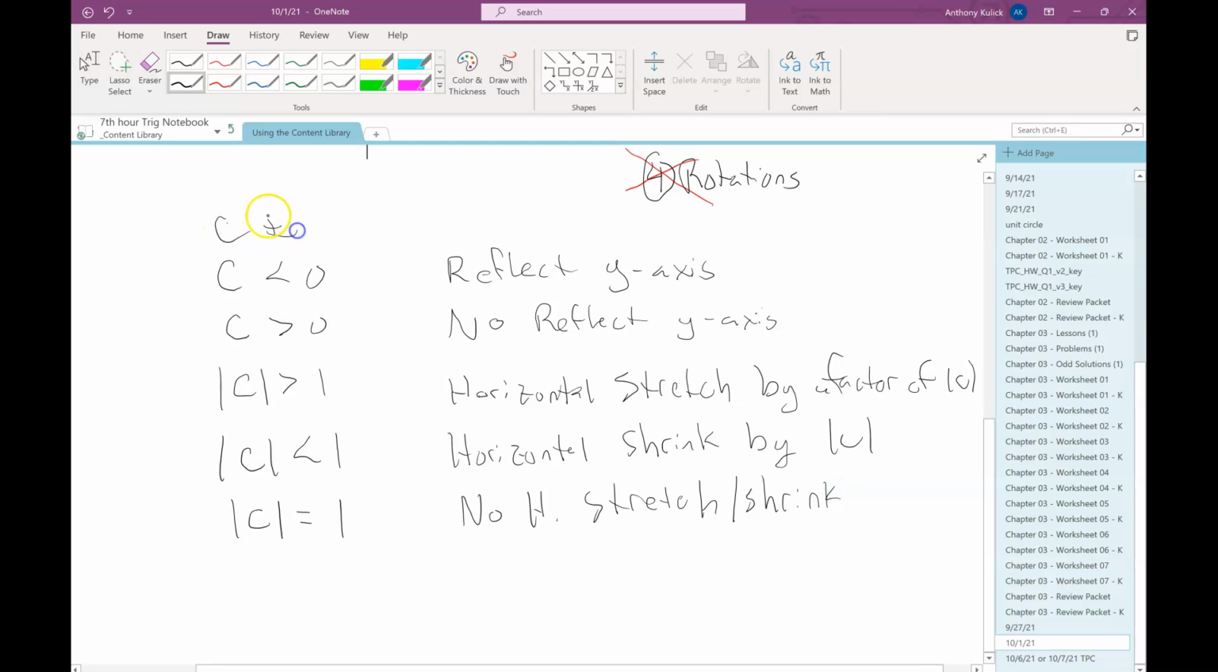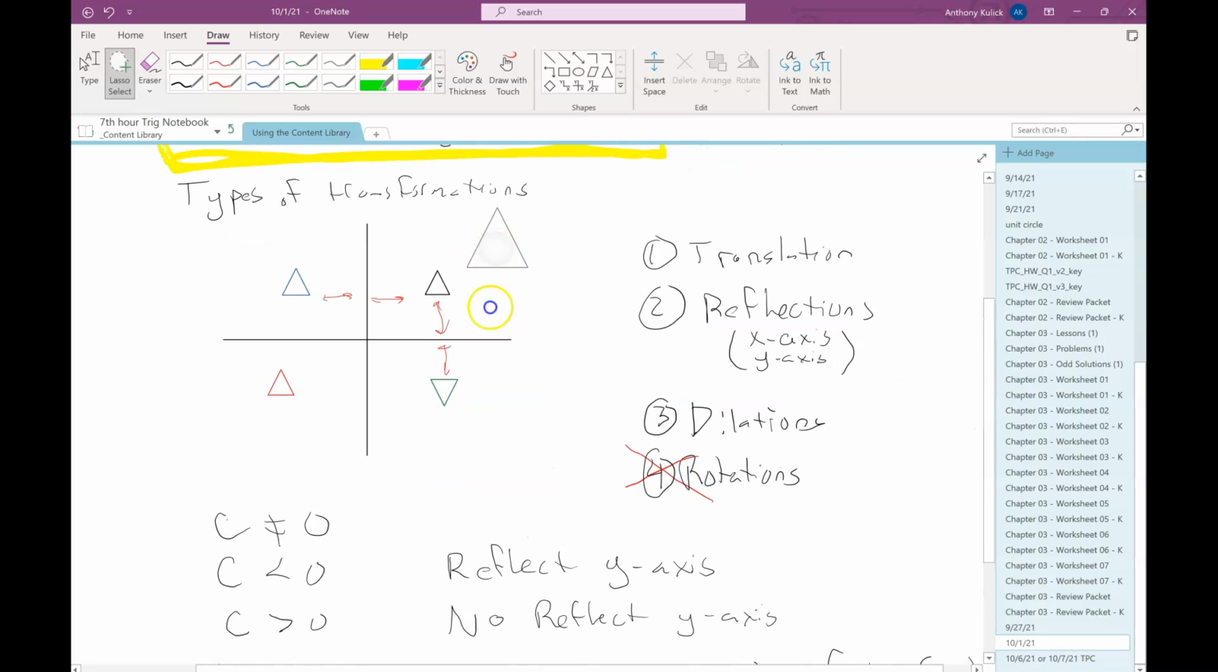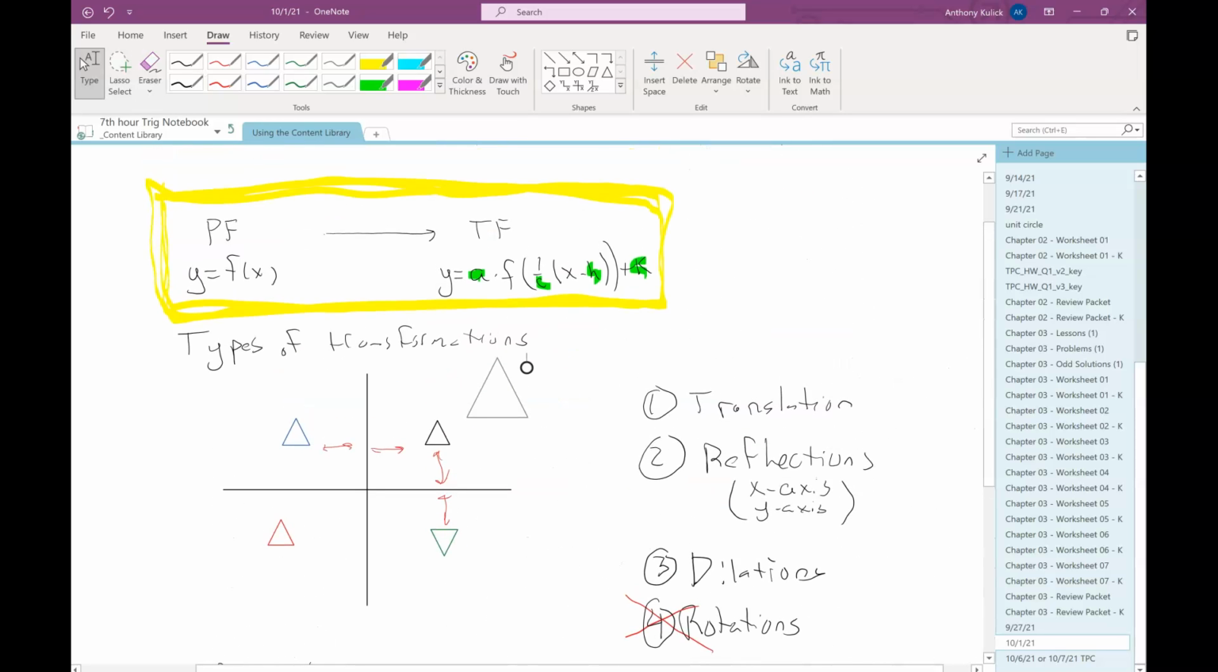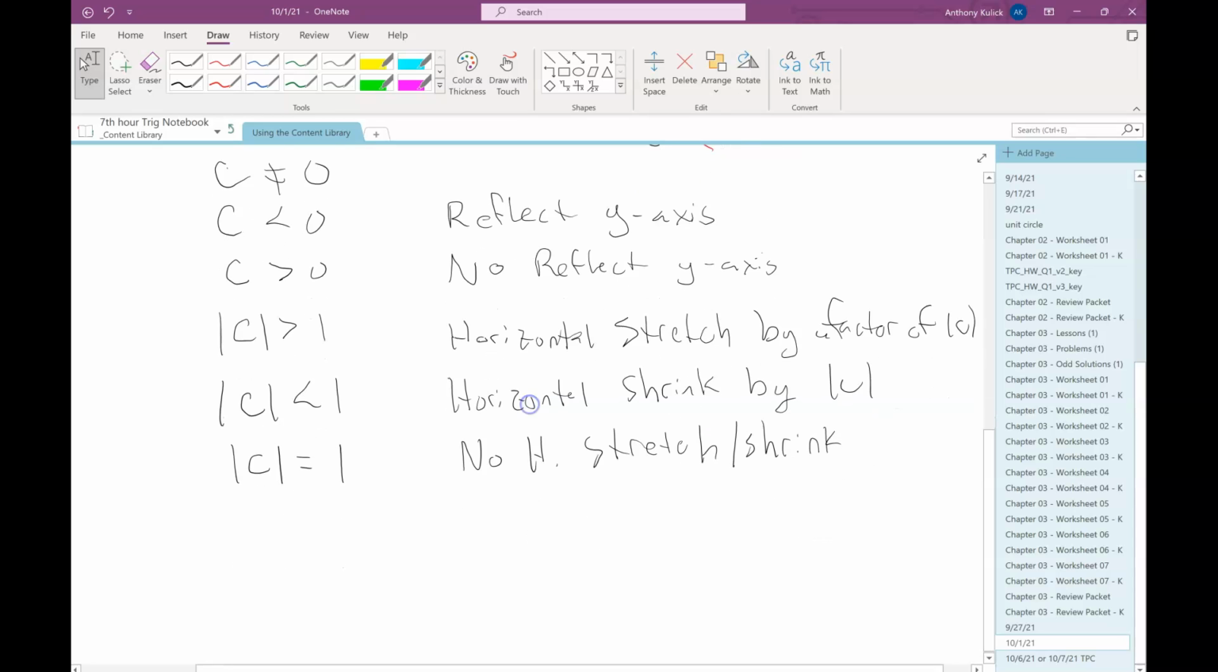Notice here again that C can't be 0. Why can't C be 0? Yeah, because you have 1 over c, you can't divide by 0, right? So it doesn't even make sense to talk about c being 0. I'll just write that down, though, in case you're curious. So the c controls 2 things, right? It controls the horizontal dilation, the stretching or shrinking horizontally, and then a reflection across the y-axis.